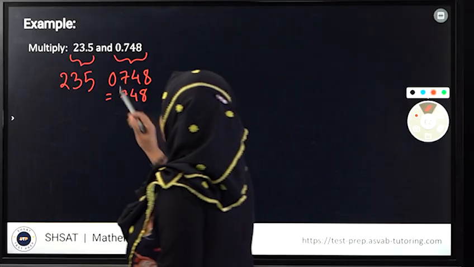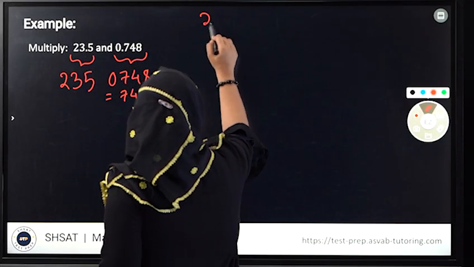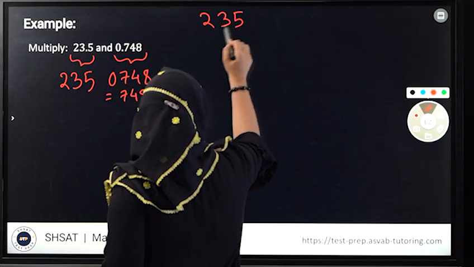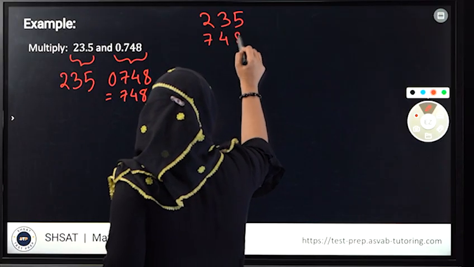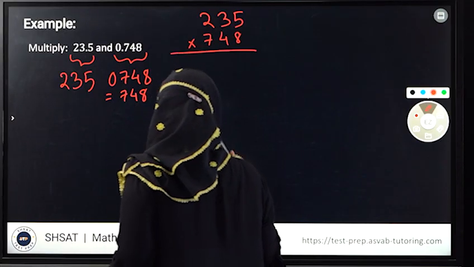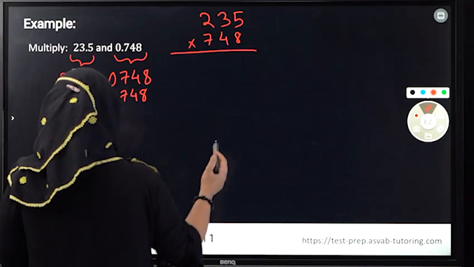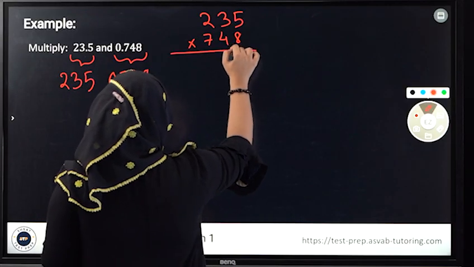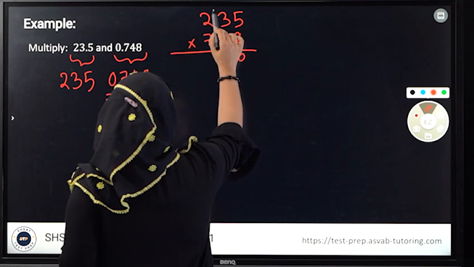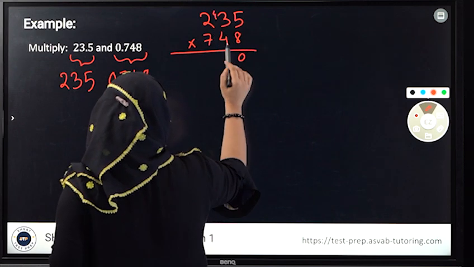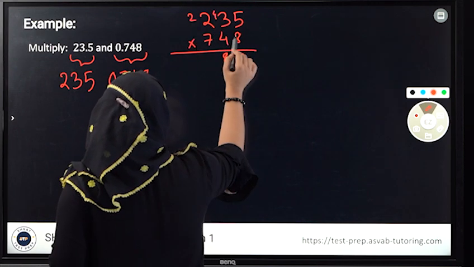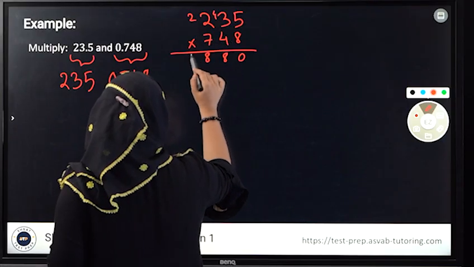So, okay. First of all, what we do is multiply it in the same way that we have been learning so far. The first step here is we are going to multiply everything with 8. So 8 times 5 is 40, carry the 4. 8 times 3 is 24 plus 4 is 28, carry the 2. 8 times 2 is 16 plus 2 is 18.